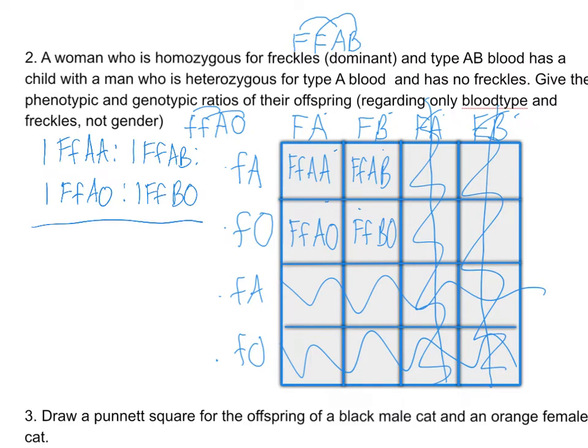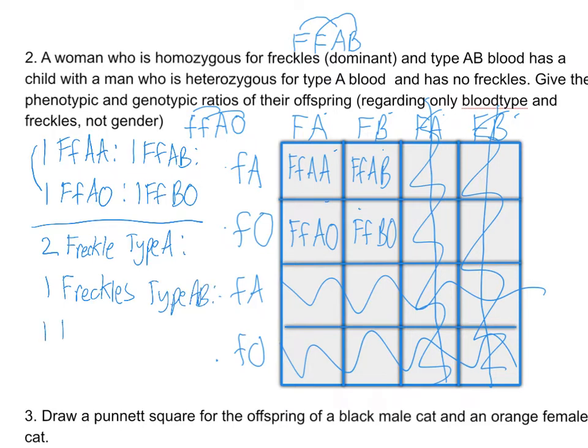Now for the phenotypes, these two both have type A blood. So for phenotypes, we have 2 with freckles and type A, 1 with freckles and type AB, 1 with freckles and type B. So there's both our genotypes and our phenotypes.